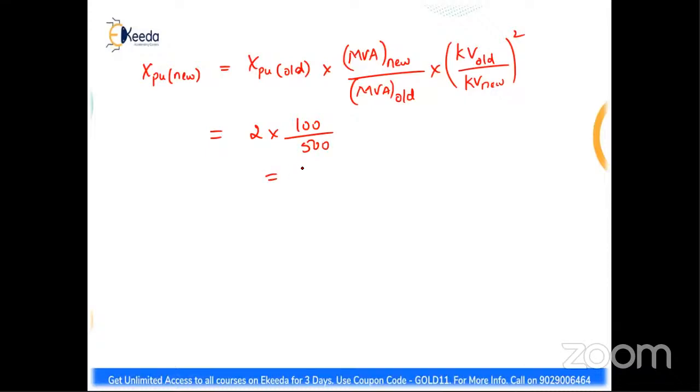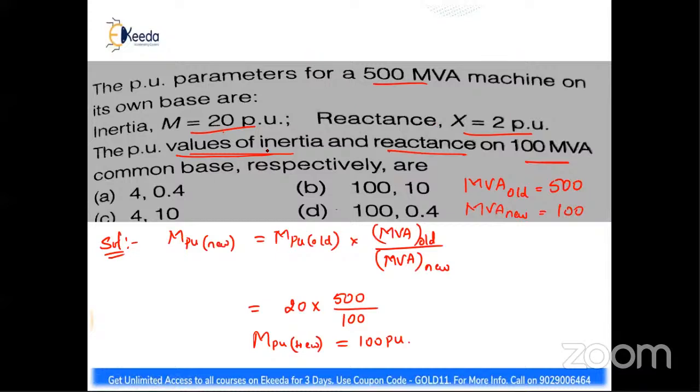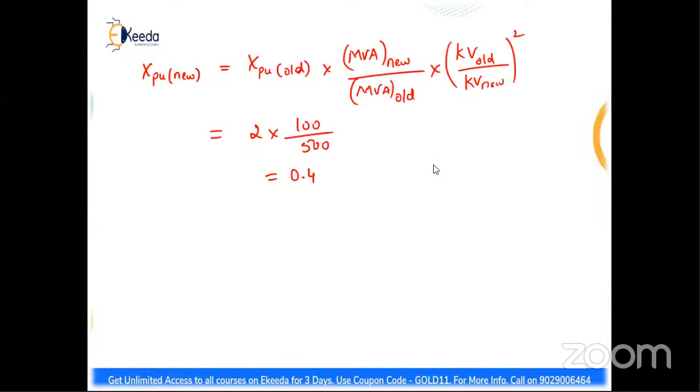So if you calculate this, 2 into 100 divided by 400, the answer is 0.4. Since the per unit values of inertia and reactance are given on a 100 MVA common base, we can consider kV old equals kV new. So therefore, it is nothing but 1. So 2 into 100 divided by 500, using the direct formula, that is 0.4, is the right answer.